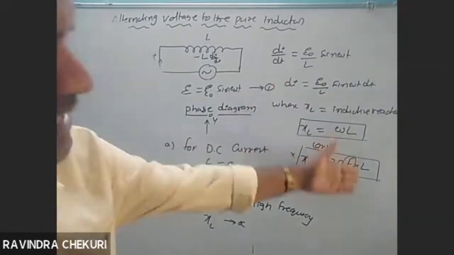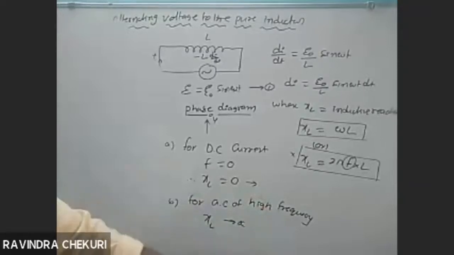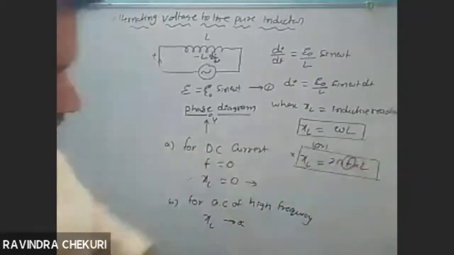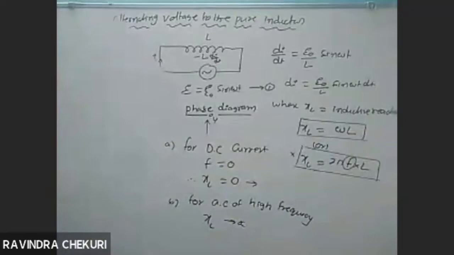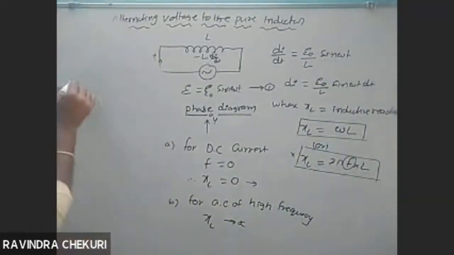But at high frequency the resistance is also high, so the maximum value is infinity. For infinite frequency, XL is equal to infinite resistance. What about current? 0. And what about power?